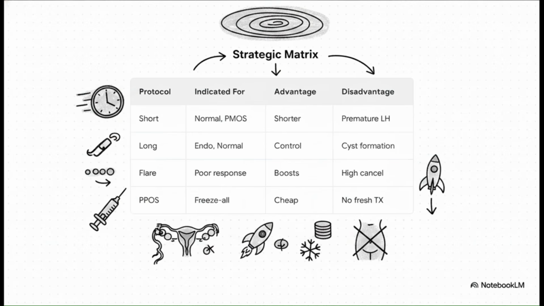Now, for poor responders, the microdose flare is a go-to because it boosts recruitment through that endogenous FSH, even though, let's be honest, cancellation rates are pretty high. And finally, the PPOS protocol. It's a cheap, highly effective option if you're doing a freeze-all cycle. But remember, fresh transfers are completely off the table with PPOS.